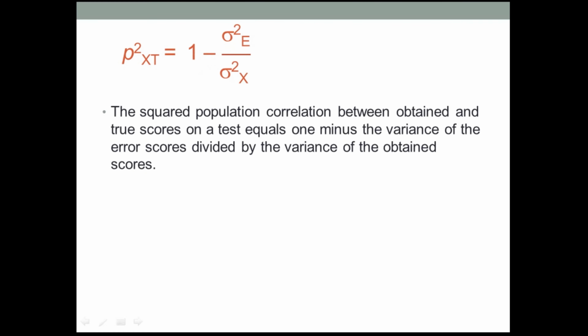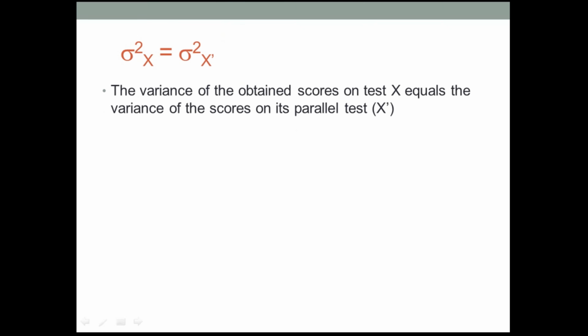Another one. The squared population correlation, or reliability, between the obtained and the true scores on a test equals 1 minus the variance of the error scores divided by the variance of the obtained scores. And here's another. The variance of the obtained scores on test x equals the variance of the scores on its parallel test, x prime. Remember that x prime represents obtained scores on a parallel test.